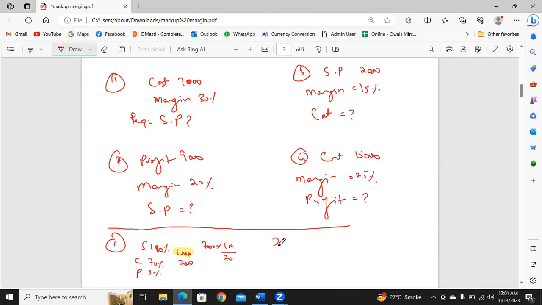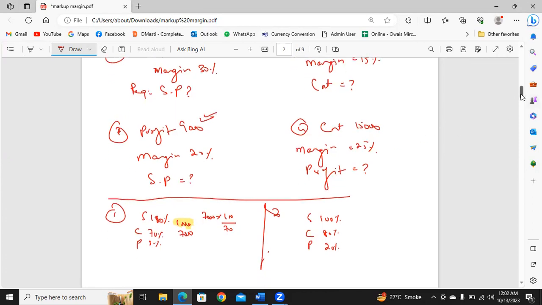Now next one. We have selling price, sorry, 2,000. We have selling price for 100% as 9,000. Margin is 20% and cost is 80%. We are doing this one right now.